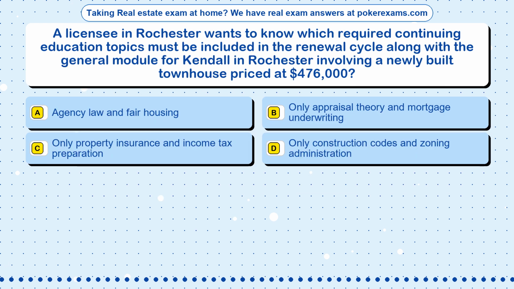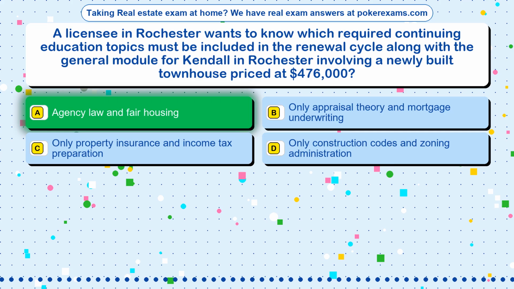Question 5. A licensee in Rochester wants to know which required continuing education topics must be included in the renewal cycle along with the general module for Kendall in Rochester involving a newly built townhouse priced at $476,000. Option A. Agency law and fair housing. Option B. Only appraisal theory and mortgage underwriting. Option C. Only property insurance and income tax preparation. Option D. Only construction codes and zoning administration.